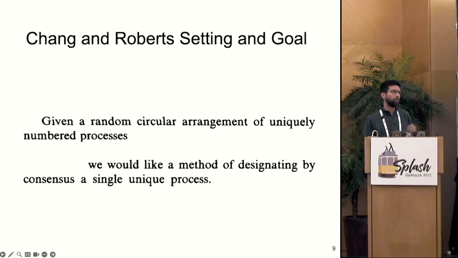Essentially, what you have is a circular arrangement of nodes. They can communicate clockwise, and what they're trying to do is collectively collaborate to figure out which one of these nodes has the largest ID. They also have unique IDs, by the way.